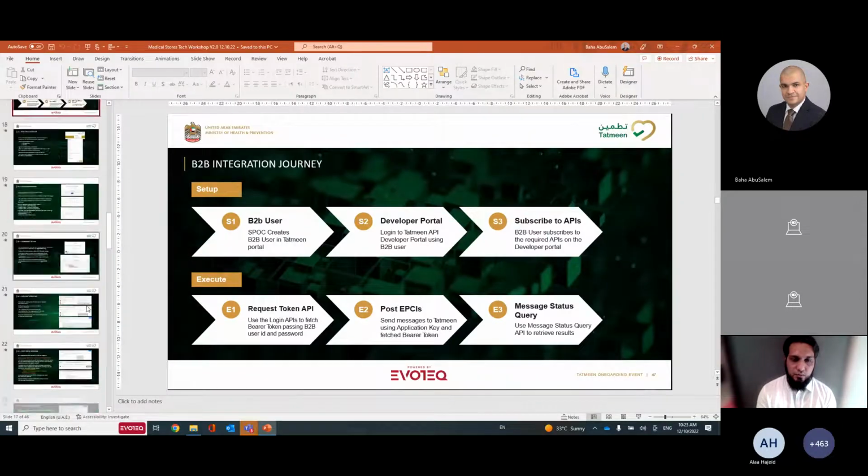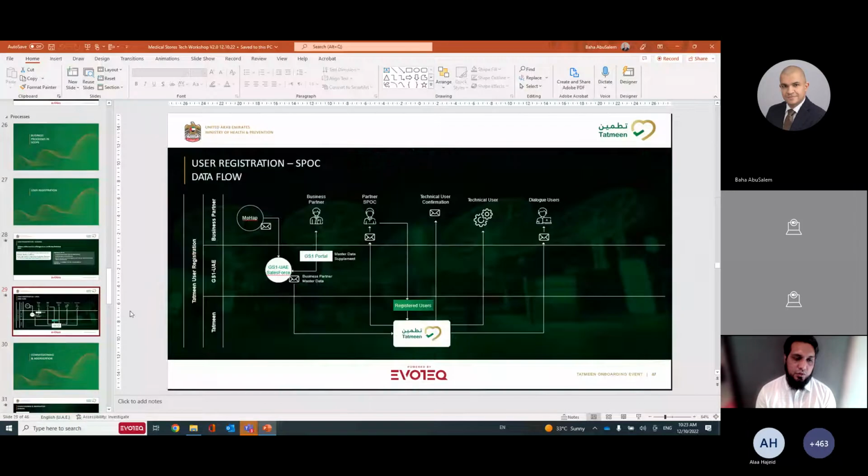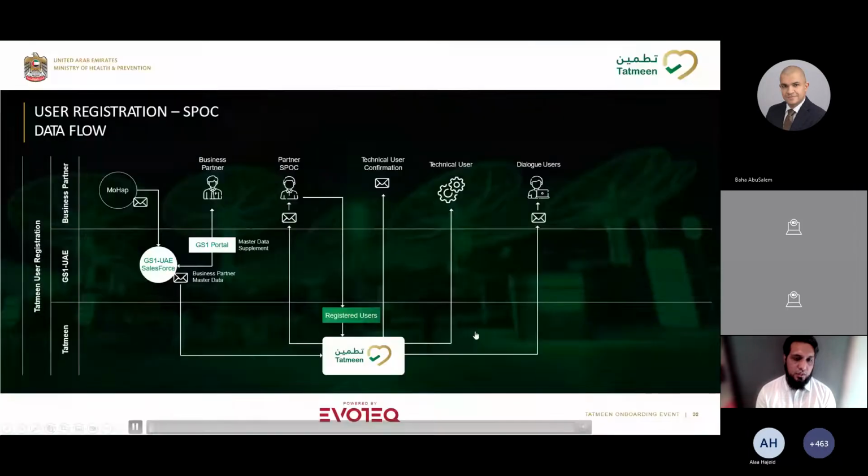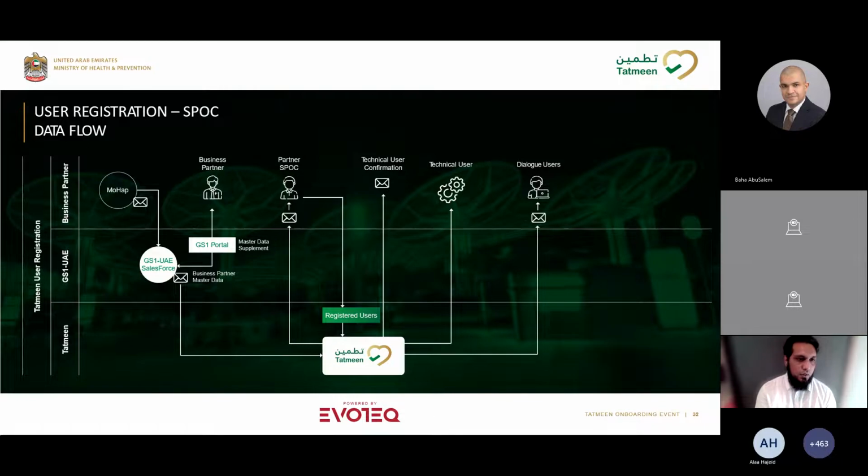So this means we don't register any users for you. It's all self-service. So your SPOC is your single point of contact who should do everything for you. Now, this is the slide. So what happens is that there are a few things. There's the business partner, there's GS1, and there is Tatmeen.